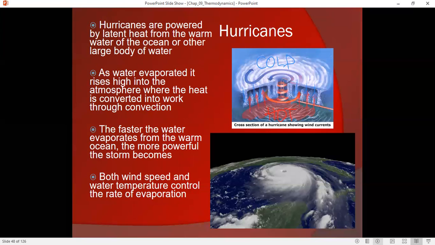Here, of course, is the infamous Hurricane Katrina. And what you're actually seeing are the cloud tops where the cooler air is condensing and coming out of the storm. As it rains back down, this contributes energy to the system, making it more and more powerful.